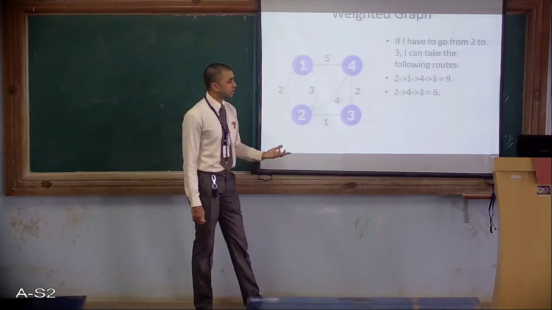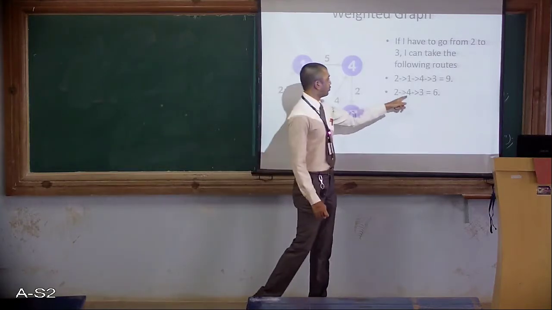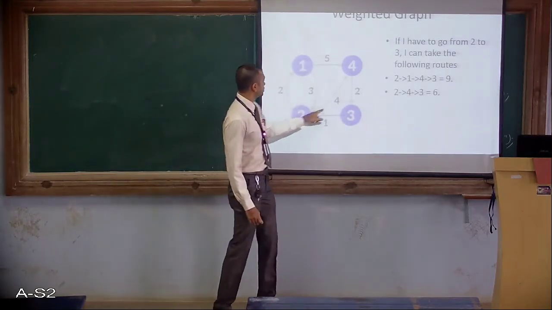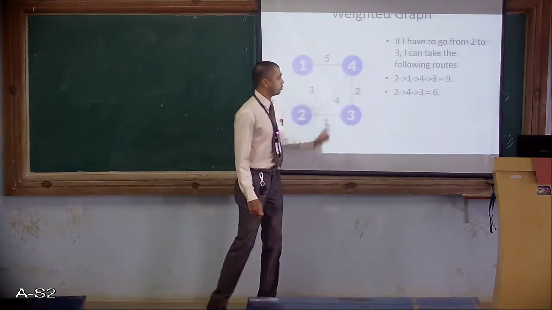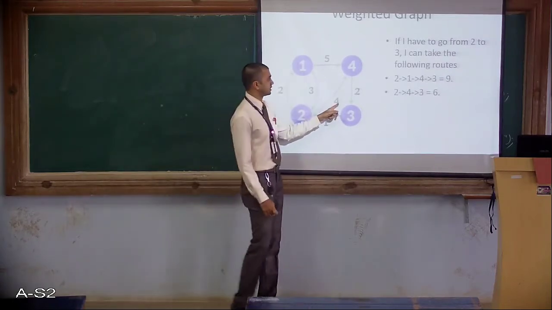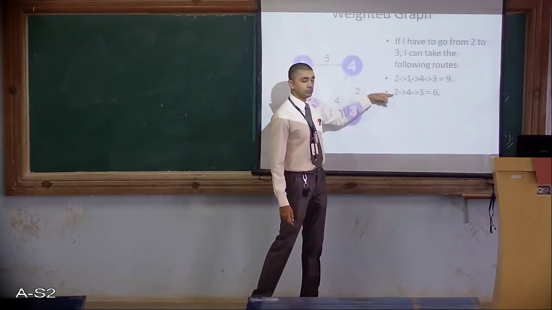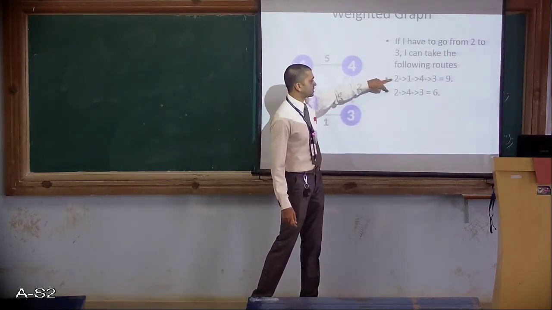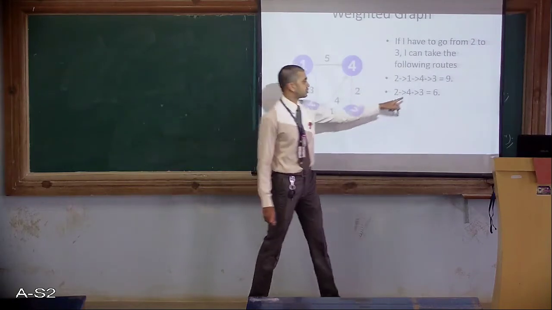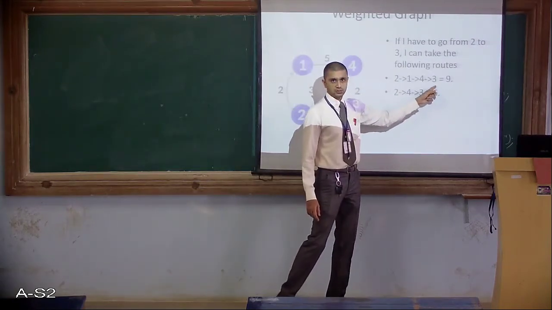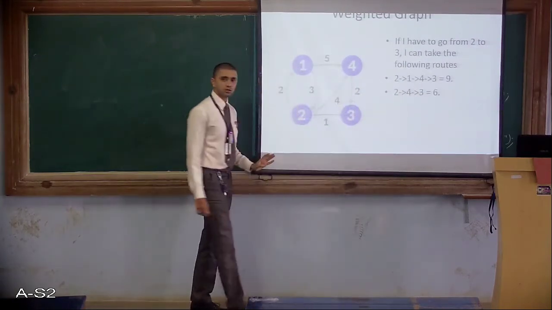Is there an alternative route? Yes. 2 to 4 and 4 to 3. So it is 2 to 4 and 4 to 3. What is the cost? 6. So these are the two routes between the pair of vertices. Out of these two, I am going to choose the shortest one. Which is the shortest one? 6. So this is what Floyd's algorithm calculates.